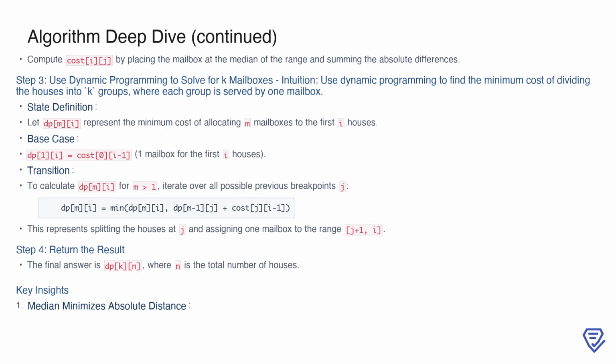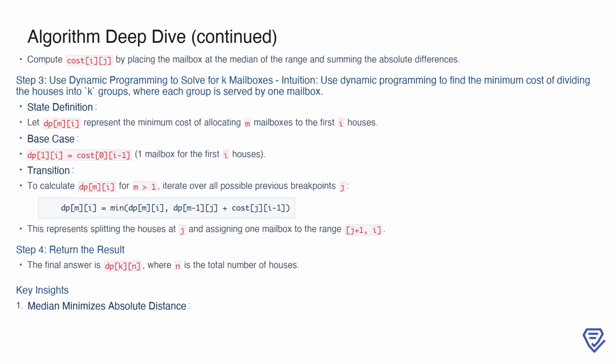For the general case, calculating dp[m][i] involves iterating over all possible breakpoints j, which represent potential divisions of the houses into groups. The recurrence is given by dp[m][i] equals the min over j of dp[m-1][j] plus cost[j][i-1].